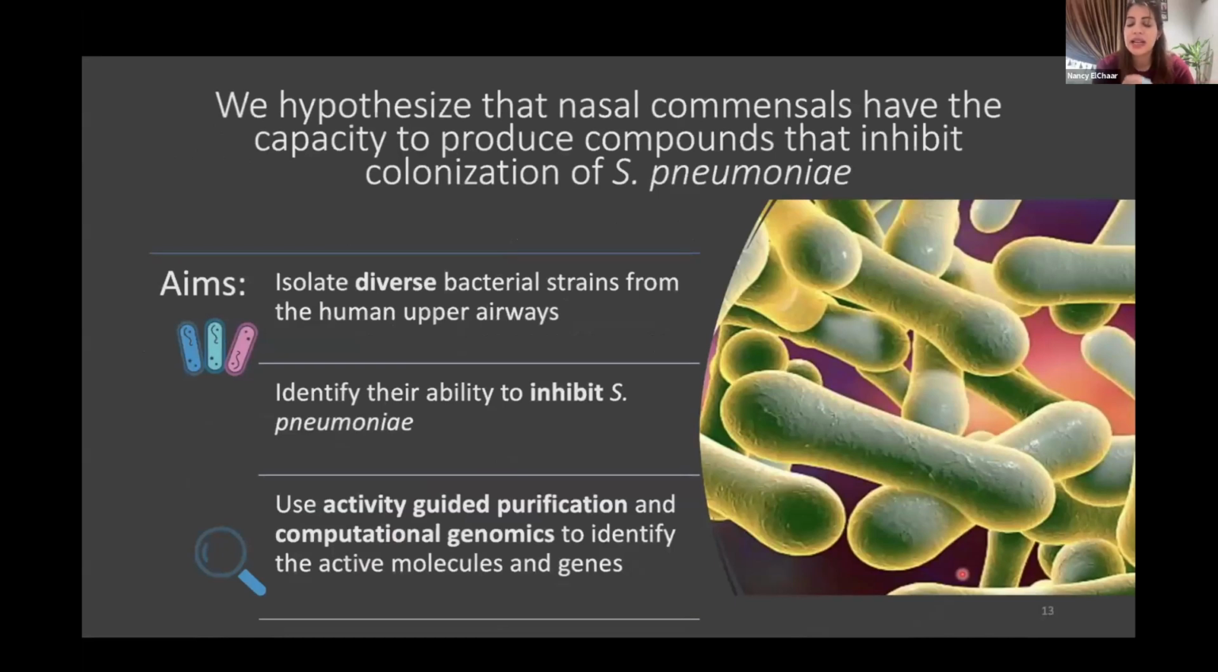So the first goal is to isolate diverse bacterial strains from the human upper airways and to identify the ability of these isolates to inhibit Streptococcus pneumoniae. And of course, look for possible mechanisms of inhibition using biochemical and computational approaches.